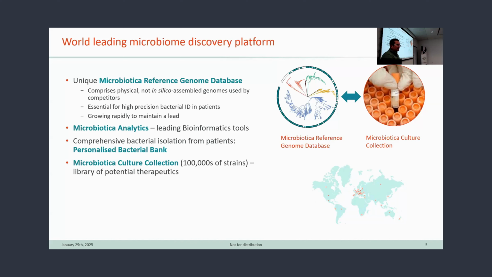In addition to the reference genome database, we've developed in-house our own bioinformatics capabilities that allow us to identify these signatures. We're also very good with microbiology skills and with isolating bacteria from different patients. We have personalized bacterial banks from each patient. That has led us to a physical bacterial collection of over 100,000 different bacterial species and strains. Each one of them can be a potential therapy.